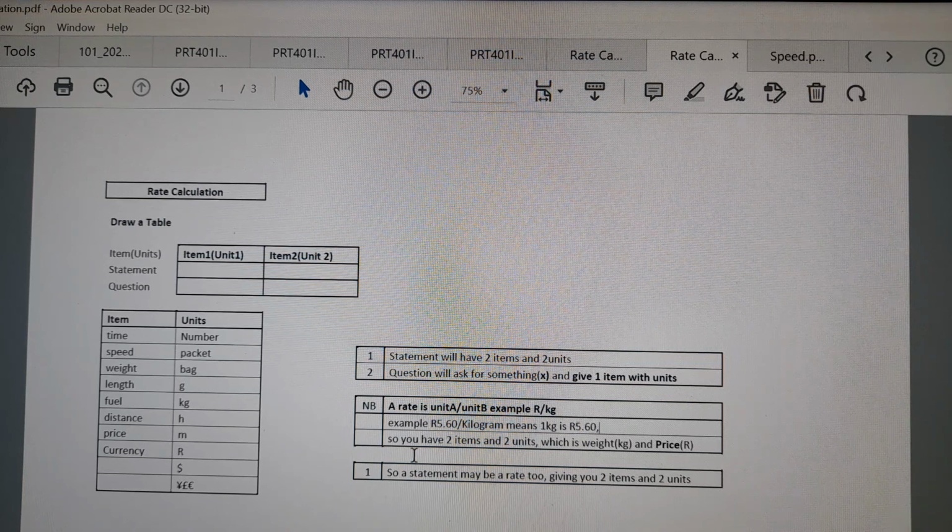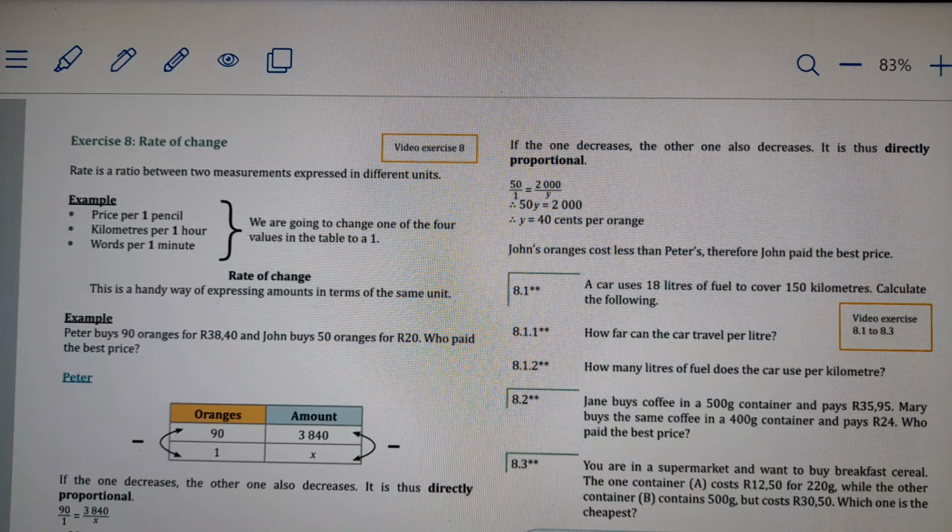Okay, so now you can use the rate for the statement, because they can use a rate in a statement, but you should know that if they give you a rate, rand per kilogram, you must know that already you have 2 items and 2 units. That is the revision that I quickly wanted to give you, so that you can continue with your exercises on page 149. Okay, so we have already started with the rate of change. Okay, and I want us to look at this problem quickly.